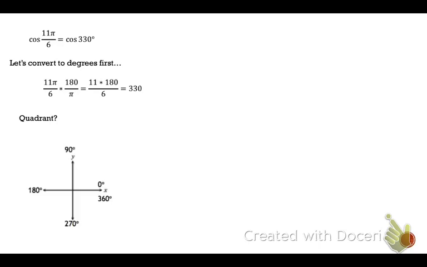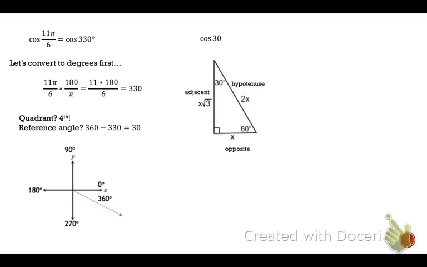Let's figure out what quadrant that's in. It's in the fourth quadrant. Reference angle, take 360 and subtract 330, you get 30. So the cosine of 30 degrees, use the 30, 60, 90 triangle. Cosine is adjacent over hypotenuse. So cosine of 30 is going to be x square root of 3 over 2x, which is the square root of 3 over 2.